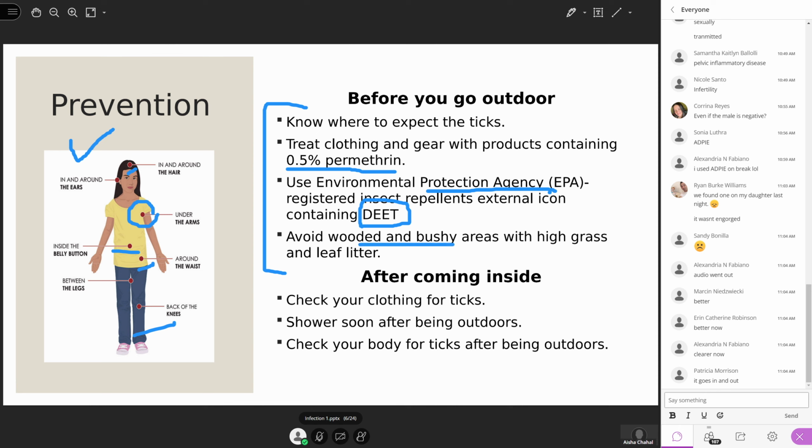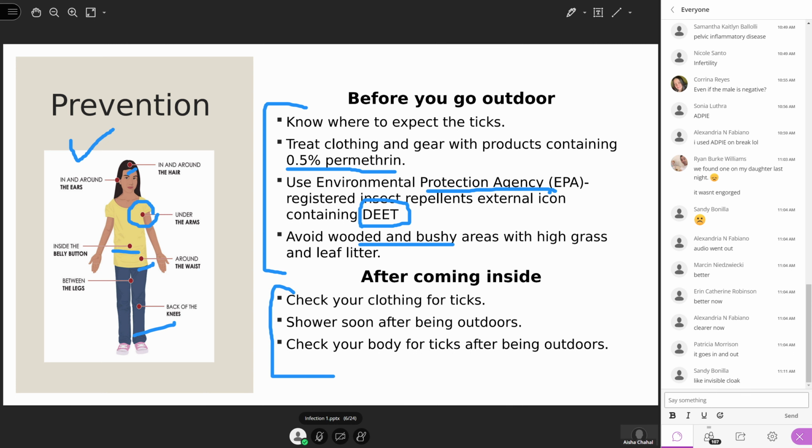So avoid wooded areas. After coming outside, shower and check the body. This is really so important, which is one practice that I'm always following.